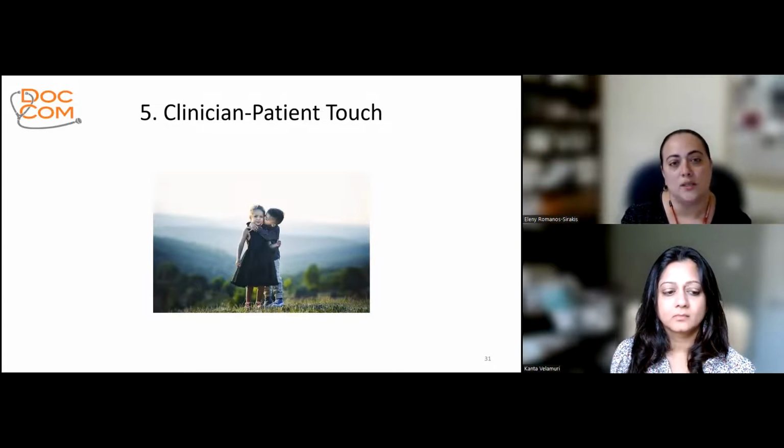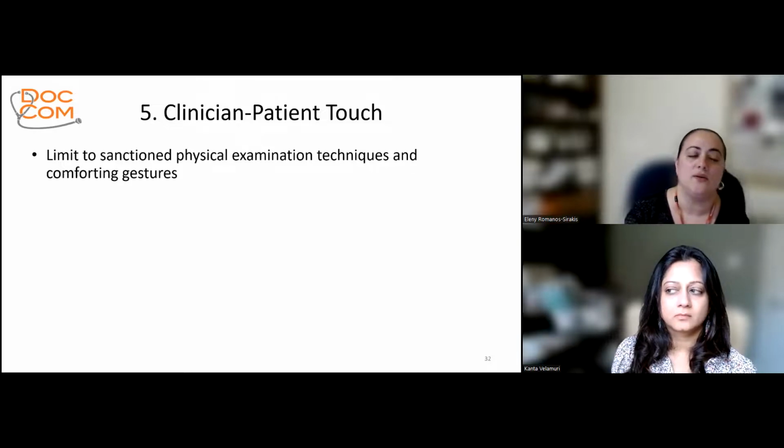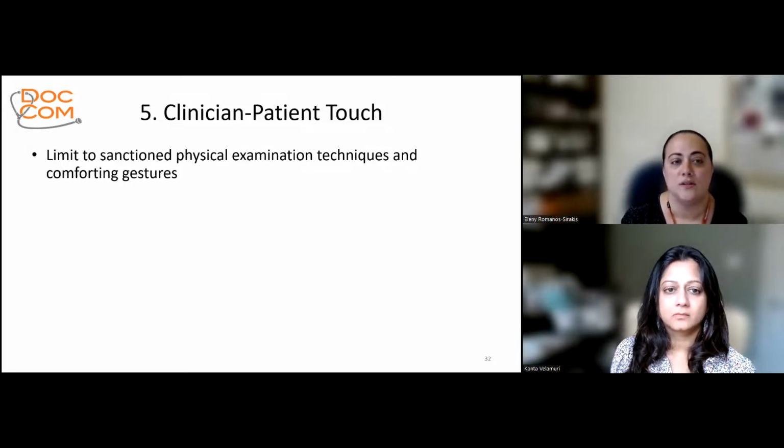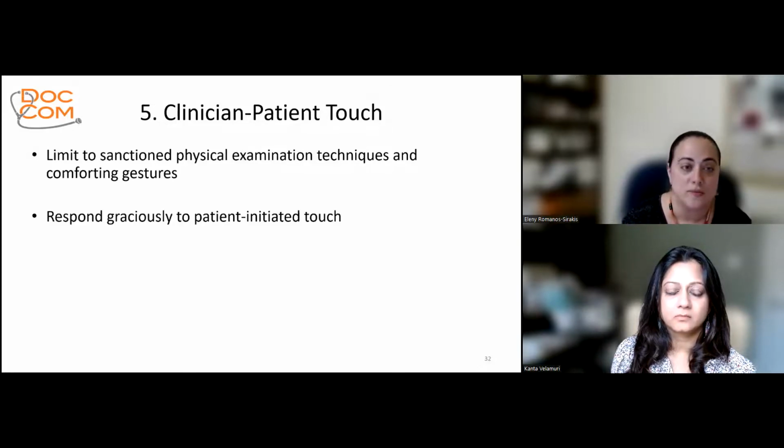So it's really not a one size fits all. What I may be comfortable with may not be the same as what another clinician in my office may be comfortable with. And that's the same with patients as well. Next slide, please. So the best way to approach this is you can limit your physical touch to the physical examination and comforting gestures. I think those are the most clear in areas where it's permissible. And if a patient initiates touch, you should respond graciously.